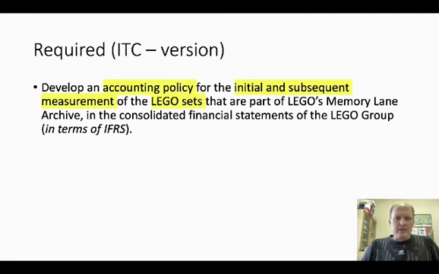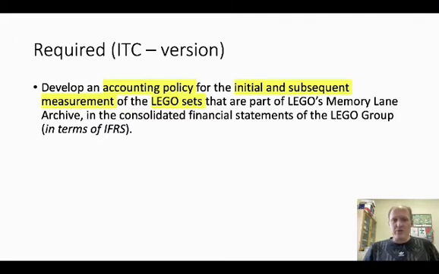So in the case, they say to you, and I've given you now an RTC version, all right? So that's where we're building up to, you becoming a professional accountant. And when you get to the RTC, for a case like this, the required is going to be short and sweet. And I think it would read something, hypothetically speaking, like this. Develop an accounting policy for the initial and subsequent measurement of the Lego sets that are part of Lego's memory lane archive in the consolidated financial statements of the Lego group in terms of IFRS. So I think that's where they'd leave you hanging if this was in the RTC one day.